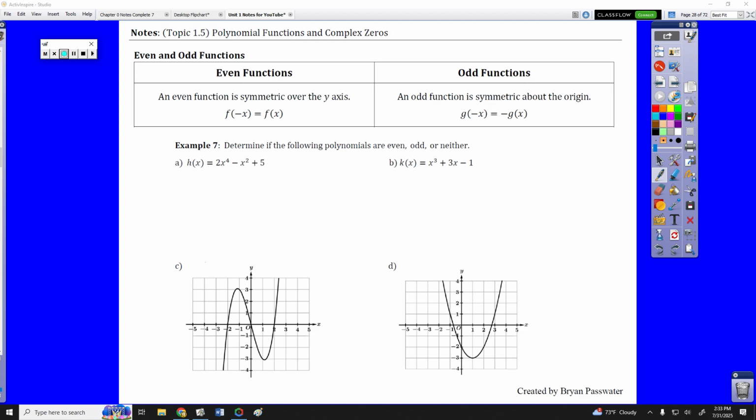Example 7 is asking us to determine if the following polynomials are even, odd, or neither. We need to remember that this has absolutely nothing to do with degree, okay? Nothing to do with degree. You cannot just look at the equation and go, oh, its degree is even, so it must be an even function. No, absolutely not. That is not what we're looking at.